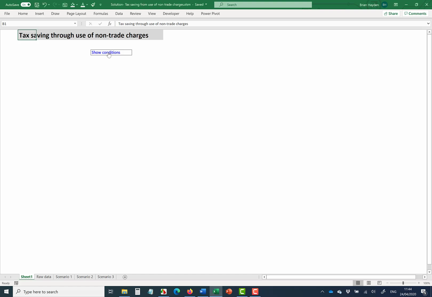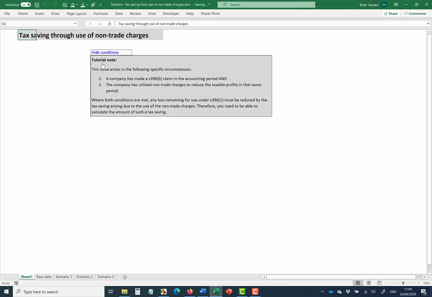Now, just to look at the conditions, the circumstances where this issue kicks into play. So we're looking at a situation where a company has a 396B claim in an accounting period. So it's utilised losses against its taxable income and its tax liability. And at the same time, it's also utilised non-trade charges in that same period. Okay, so it's important to note that we're talking here about non-trade charges.